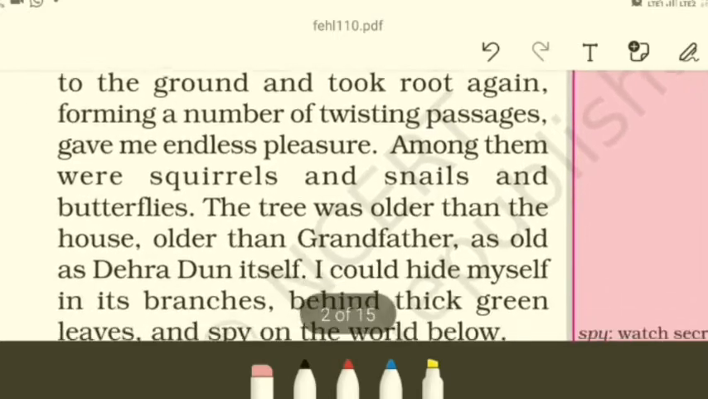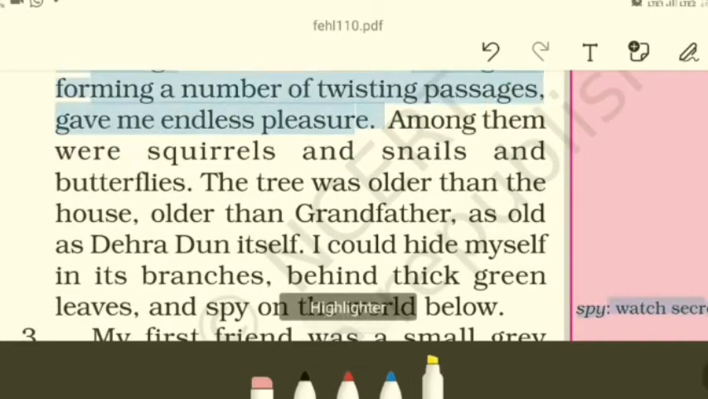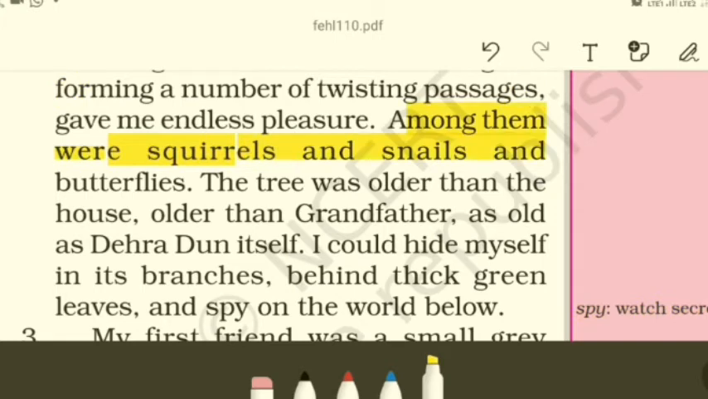We are here. I suggest you open your book alongside if you have problems with the visibility of the video. So among them were squirrels and snails and butterflies. So among them were what? Animals like squirrels used to be there, then snails, the slow moving creature, and then the wonderful butterflies.